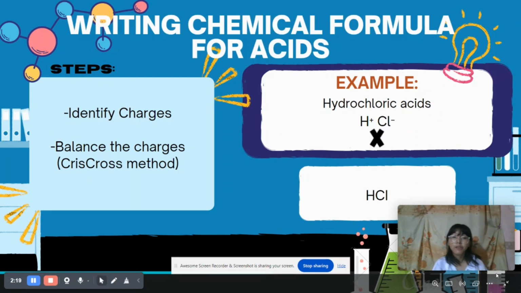How to write a chemical formula for acids? It has 2 steps. Identify charges and then balance the charges with the crisscross method. So here we have an example, hydrochloric acid. The charge of hydrogen is positive, and the charge of chloride is negative, and then we crisscross it. Then they will cancel out since they both have 1 charge. So it will be HCl or hydrochloric acid.